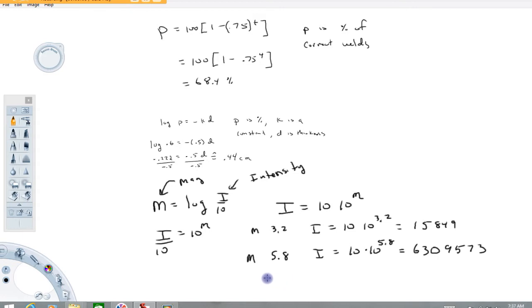So the ratio here, I'll write it like this. If I take the intensity at 5.8 and divide it by the intensity at 3.2, I get 398, or I'll just say approximately 400 times. So this earthquake here is apparently 400 times more intense than this one.